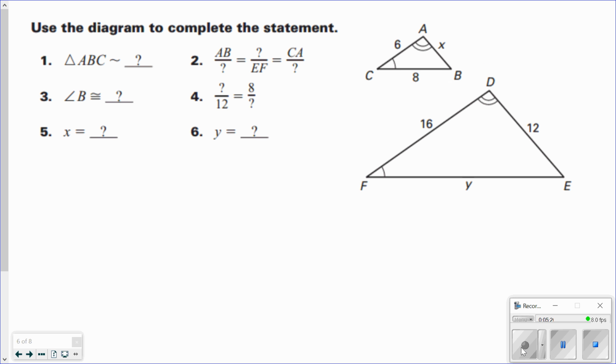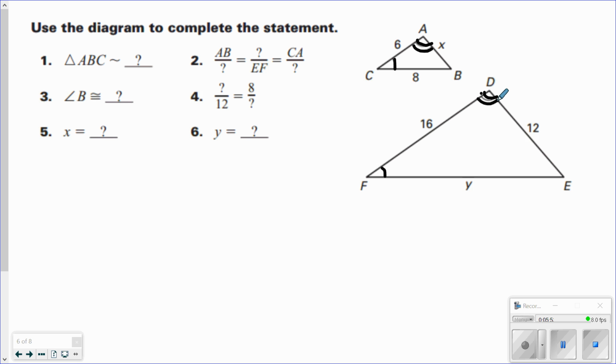This is the last problem that we will do. So we're going to use the diagram to complete the statement. Triangle ABC is similar to which triangle? Well, let's look at our diagram. I know that these two triangles are similar because of the angle-angle theorem. This angle C is congruent to this angle F, and this angle A is congruent to this angle D. So angle-angle is enough information to prove that these two triangles are similar.